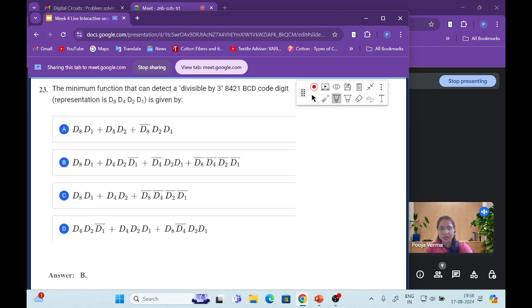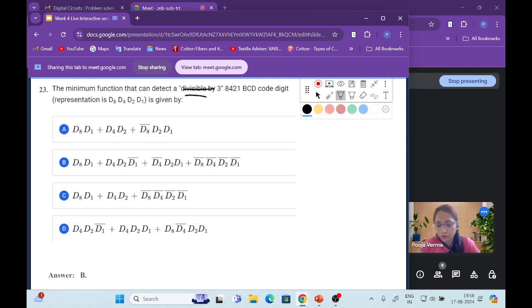The next question is: the minimum function that can detect a divisible by 3 8421 BCD code digit, represented by D8, D4, D2, D1, is given by. So divisible by 3 is what we want to find out. It is a BCD code digit, so we have representation only for 0 to 9, and 10 to 15 are don't care conditions.